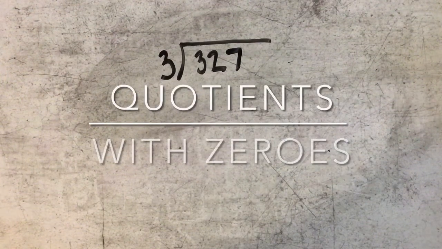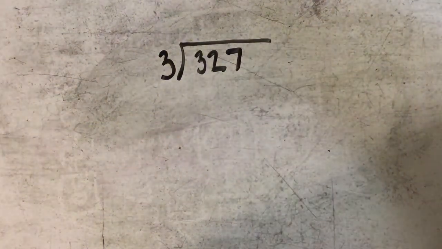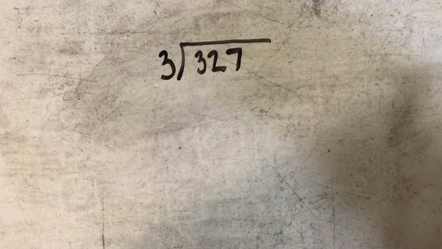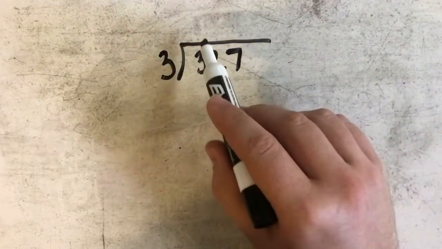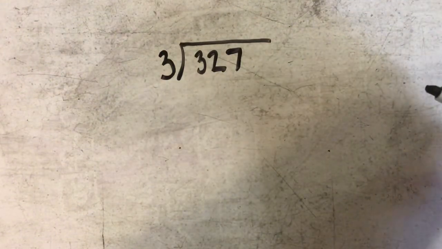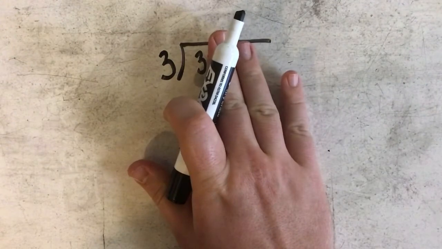Hey there. Today we're going to be looking at division problems that are going to end up having zeros in the quotient, or in the answer up here. And I'm going to use the same long division process to solve this problem. I'm just going to end up having zeros in my answer, and we'll see when we get to that step what that looks like. So I'm going to start this division problem as I normally would.